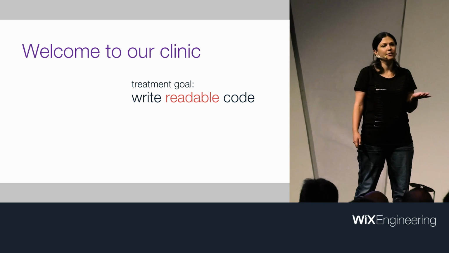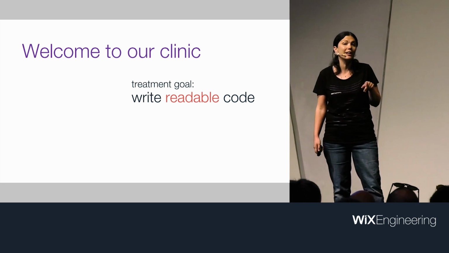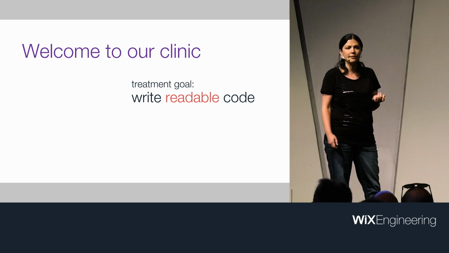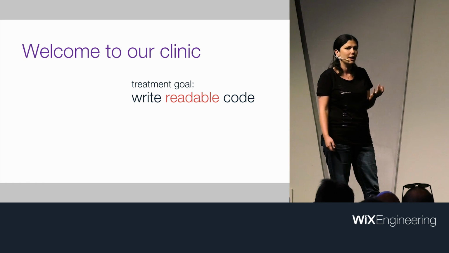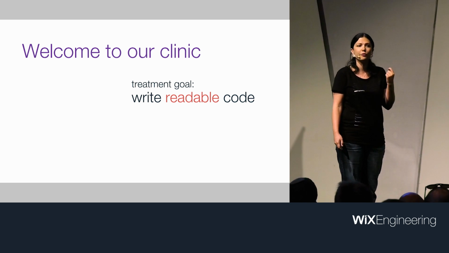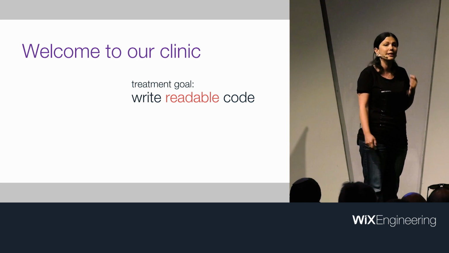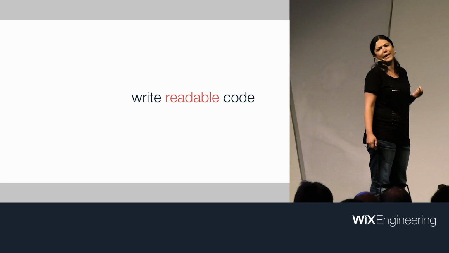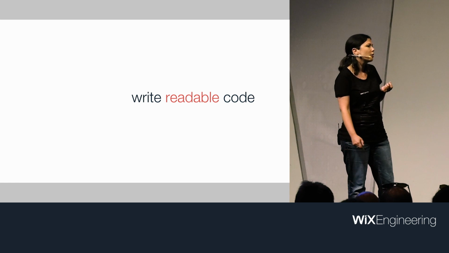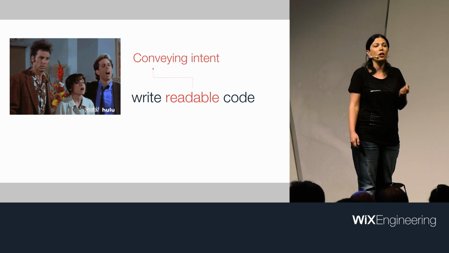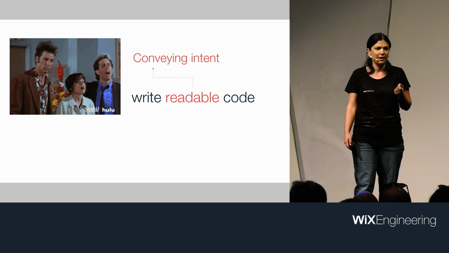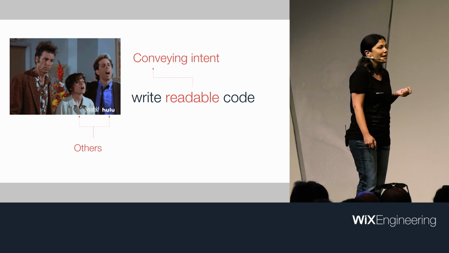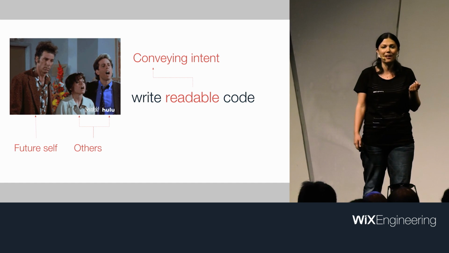We're here today to talk about how each and every one of you can use cognitive psychology to better understand how we read and interpret code. And as a result, take away a few techniques on how to write code that is more readable to others. So, what makes code readable? Readability is all about conveying intent and making that intent clear to others and to your future self.